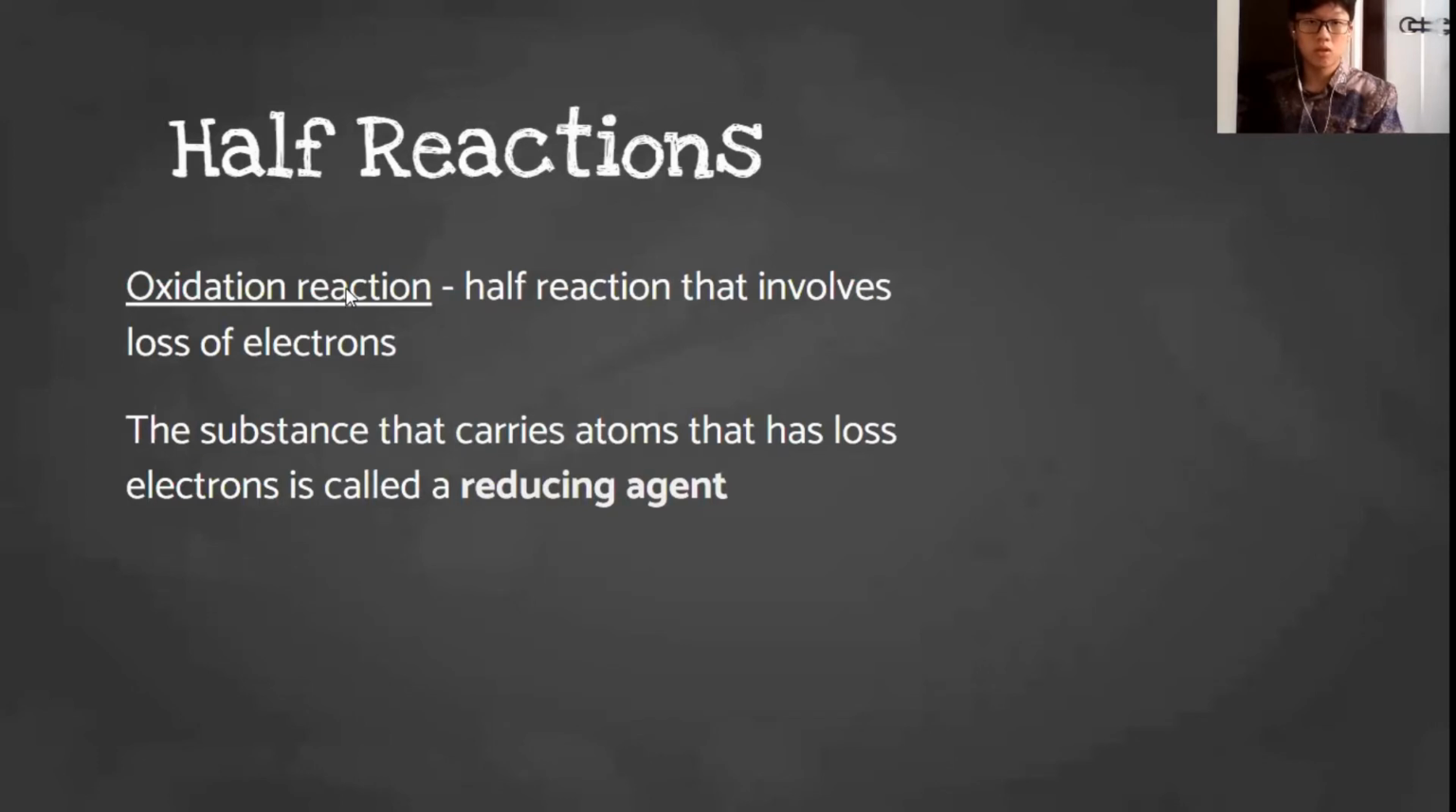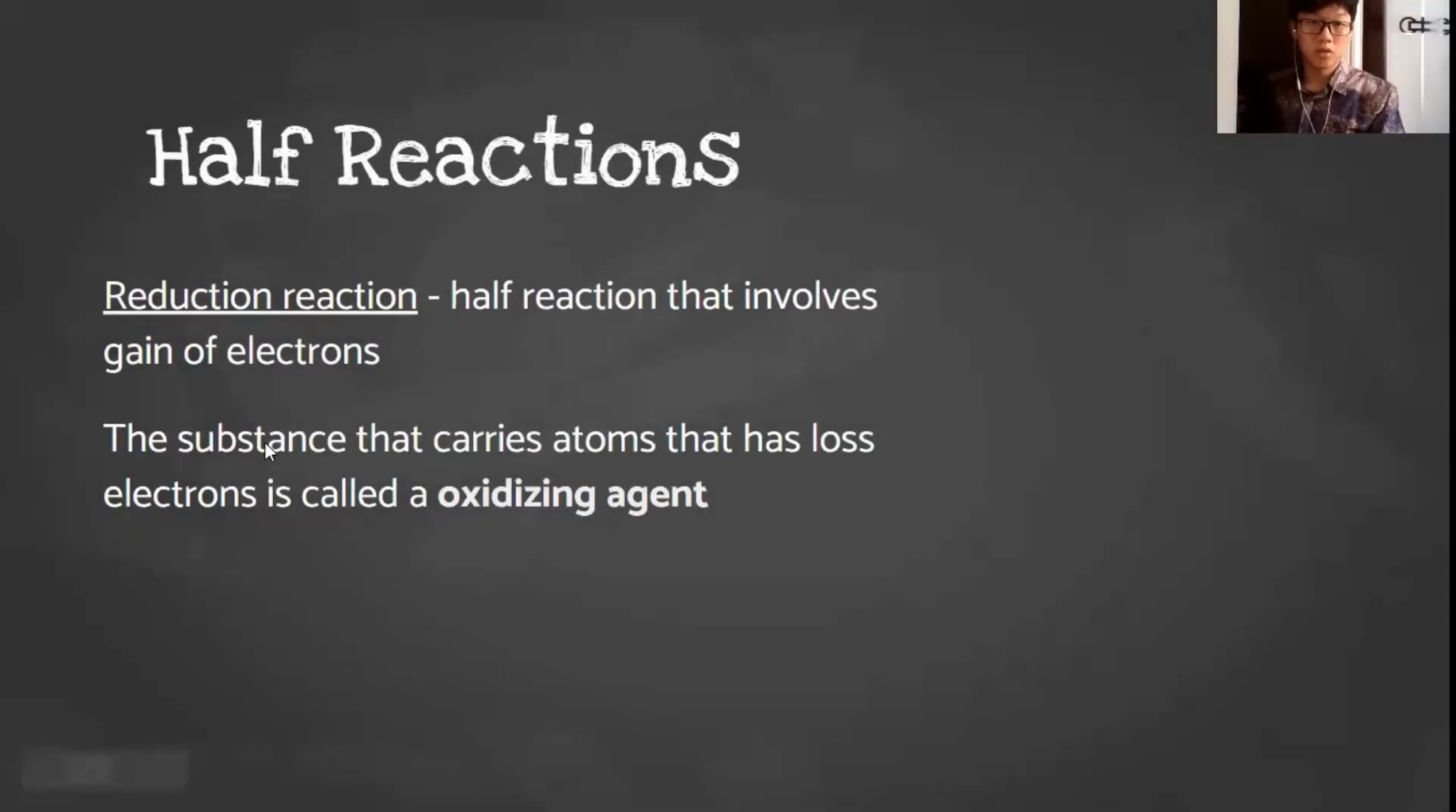The second one, types of half reactions. The first one is the oxidation reaction. Now, an oxidation reaction is a half reaction that involves the loss of electrons. The substance that carries atoms that have lost electrons is called a reducing agent.